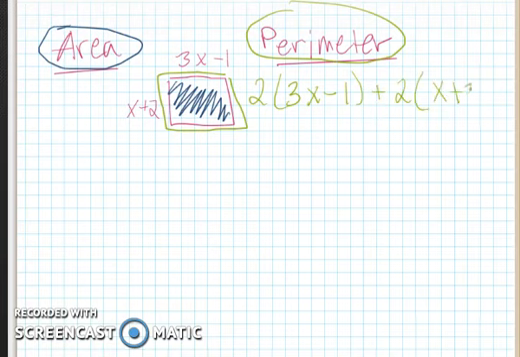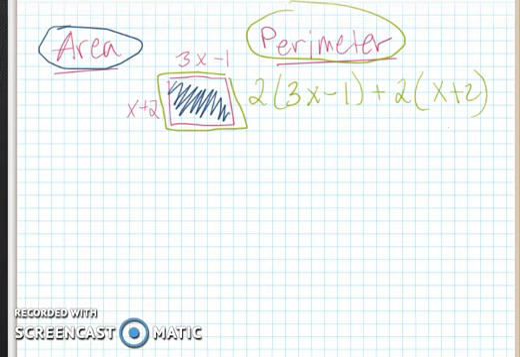That's x plus 2. This equation basically stems from what you guys probably remember from middle school, which is 2 times the length plus 2 times the width. Okay, so that's what this equation essentially breaks down to. Alright, so that helps us find the perimeter.